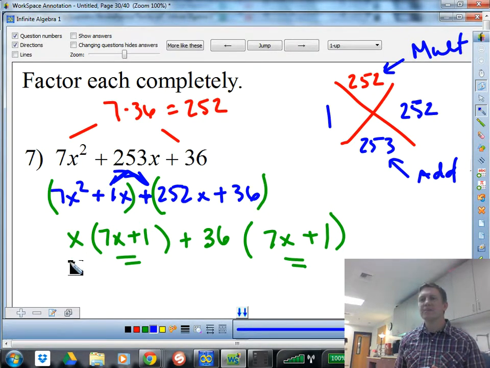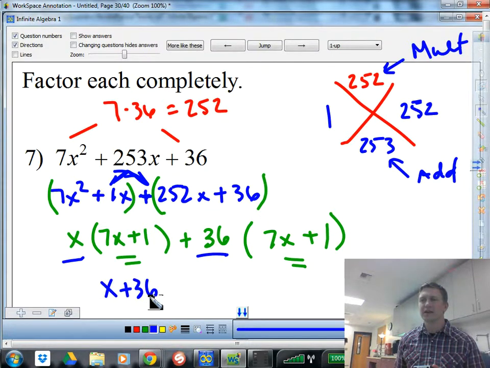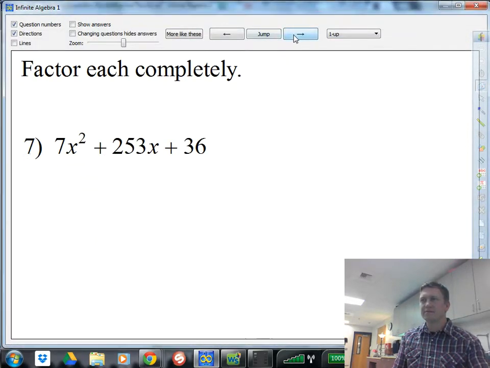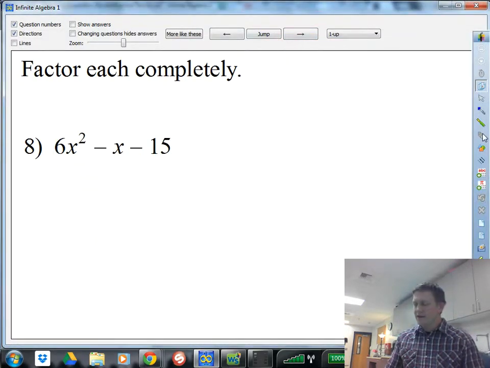Okay, last step, clump this piece with this piece right here. So we're going to go x plus 36 and put it in parentheses, and you're going to multiply it by 7x plus 1. And that's your final answer right there. Okay, next, let's go to 8. Okay, next one.